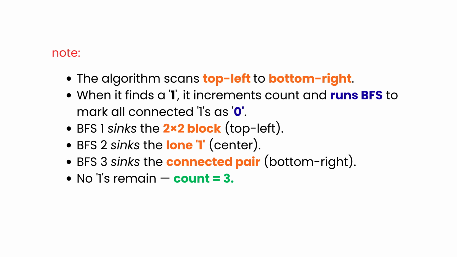The algorithm scans from top left to bottom right. When it hits a 1, it increments count and runs BFS to mark all connected ones as 0. The first BFS clears the 2 by 2 block in the top left, the second BFS clears the lone one in the center, and the third BFS clears the connected pair at the bottom right. No other ones remain, and count ends up as 3.